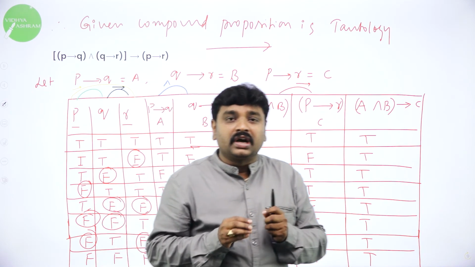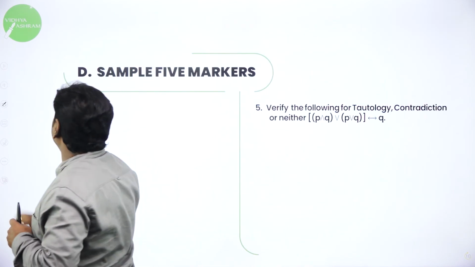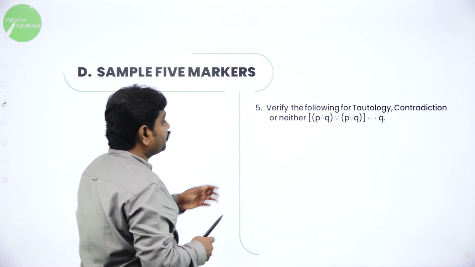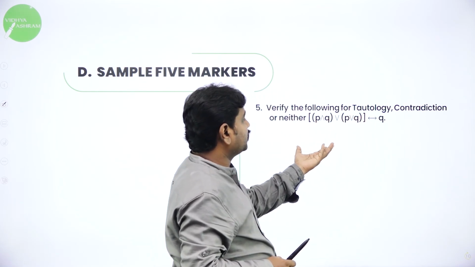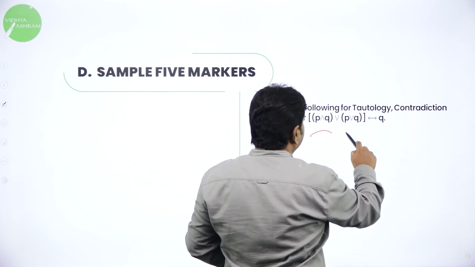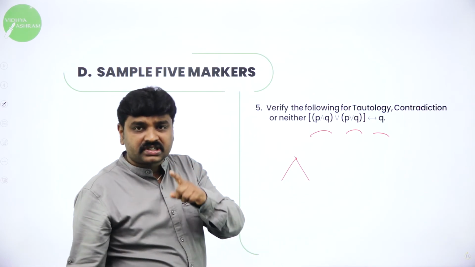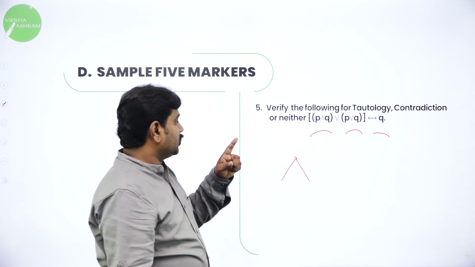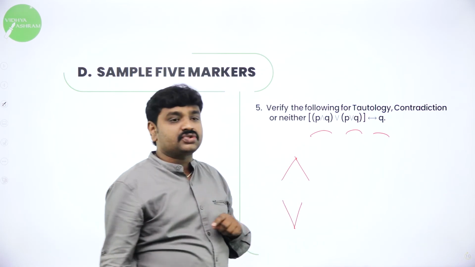So by now I have completed all the types of problems required for your exams. Similarly, they may ask you to verify whether it is a tautology or contradiction. The same method applies: construct the truth table. For this we need the AND operation, OR operation, and implies operation. What is the logic of AND? If any one statement is false, the result is false. What is the logic of OR? If any one statement is true, the result is true.